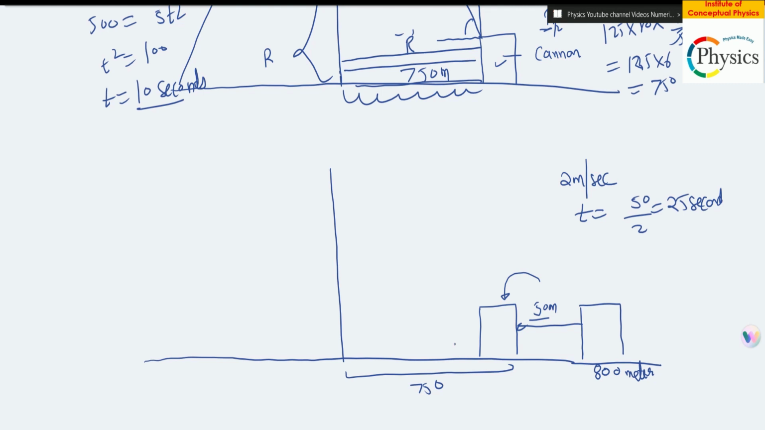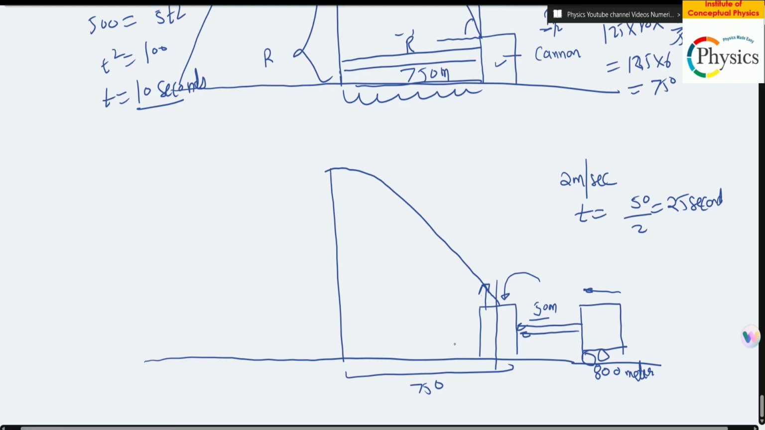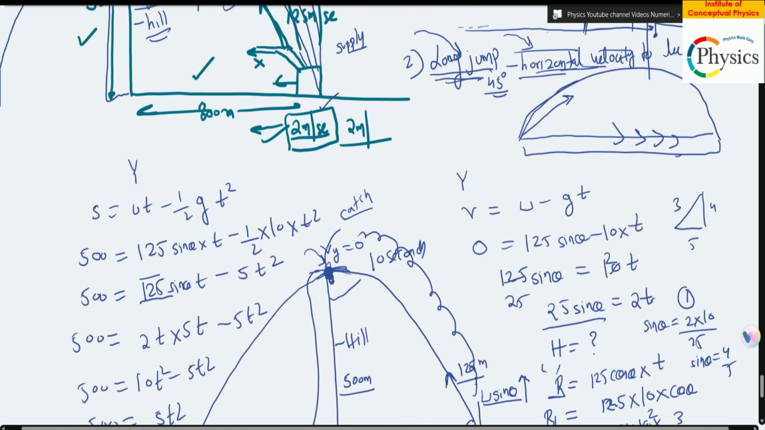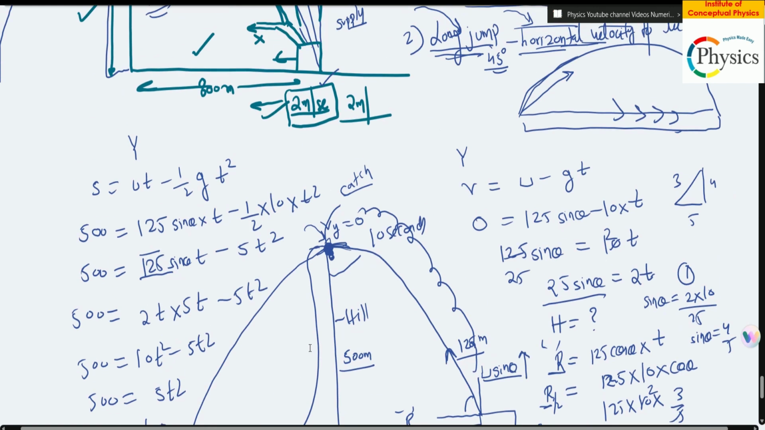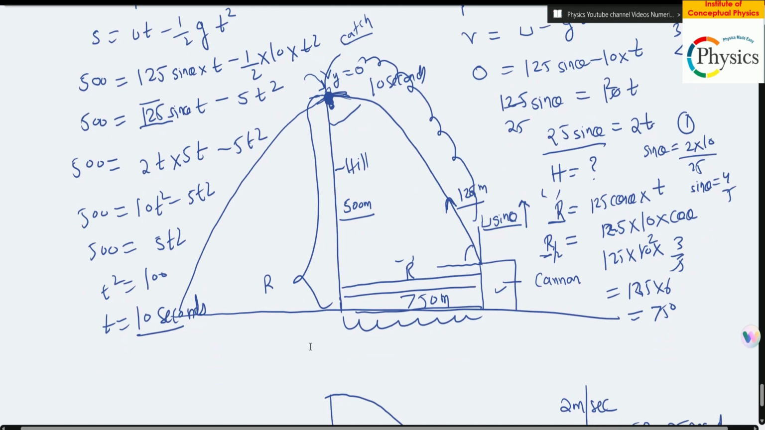So first, the soldiers or whosoever is using this cannon, if it has a wheel, for example, should push the cannon. It should cover 50 meters, and once it is at 750 meters, you should immediately press your trigger and start this. And the time of flight which we have just calculated, t, came out to be 10 seconds, right? It takes 10 seconds to reach the highest point of the hill.